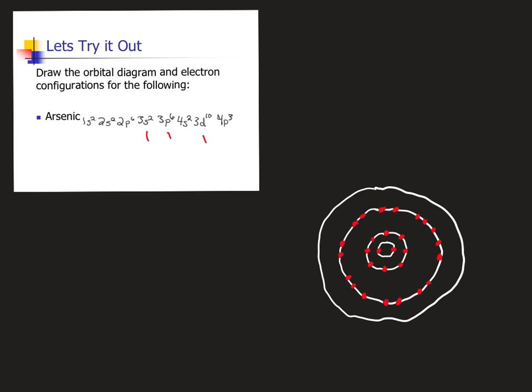Now I have a total of 5 in the outside, in the 4th orbital.